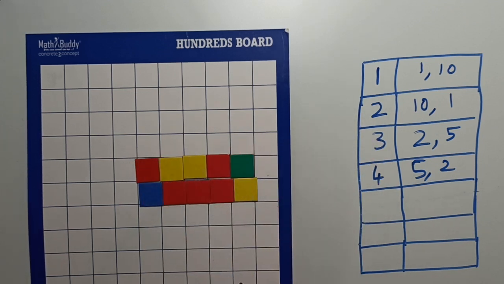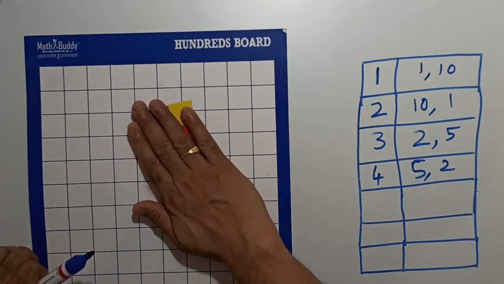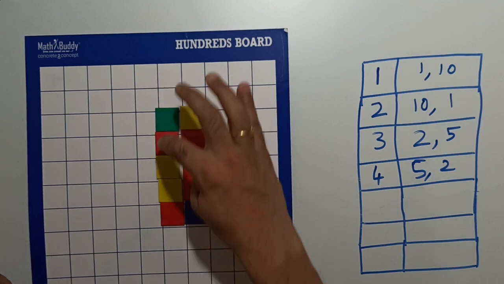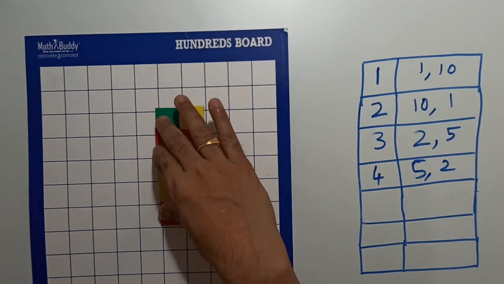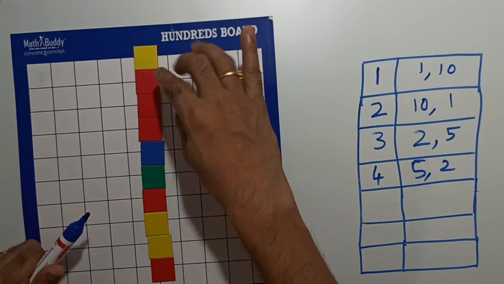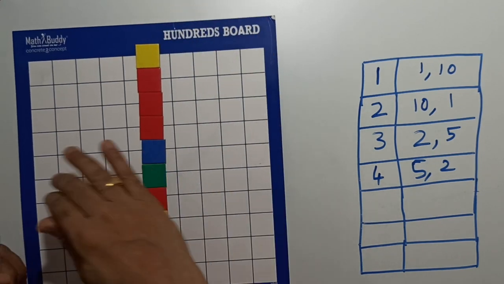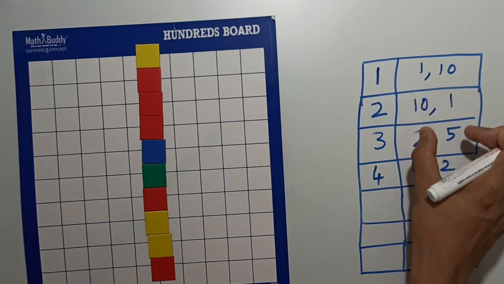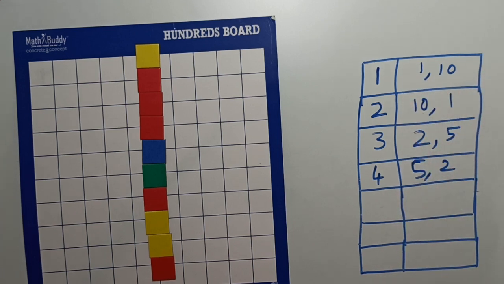So 5 and 2 are called factors. Same way when I arrange it the other way, if I arrange it like this, then again I have 5 and 2 as factors. When I had arranged it in a straight line, it was basically 10 and 1 or 1 and 10. So all these numbers that we have, these are called factors of the number 10.